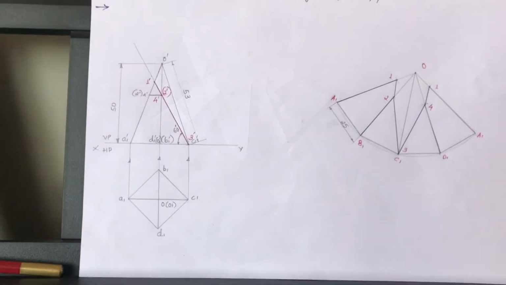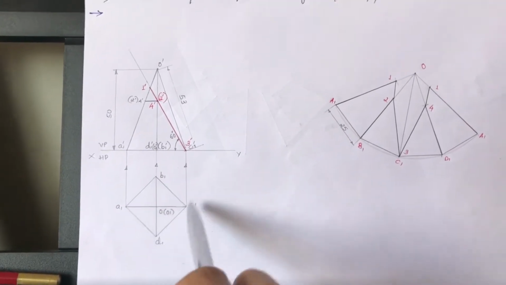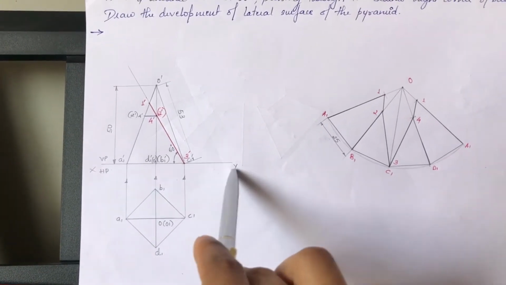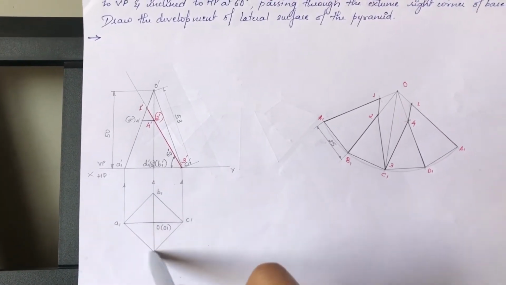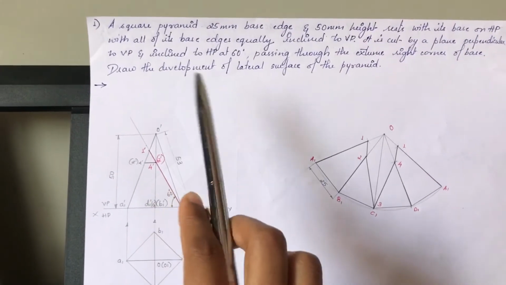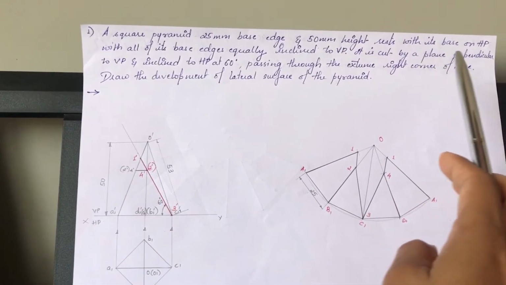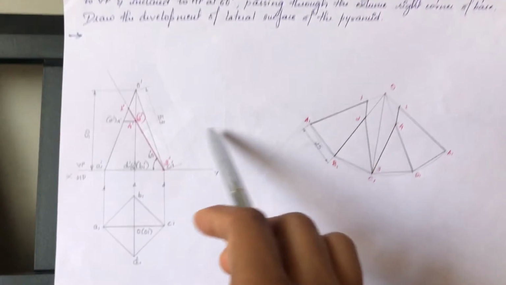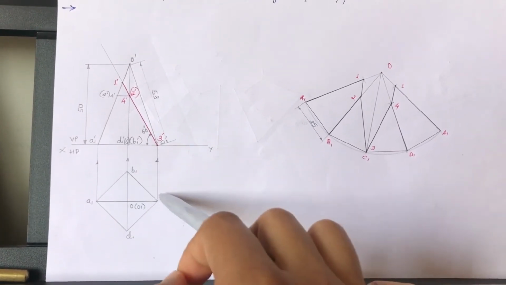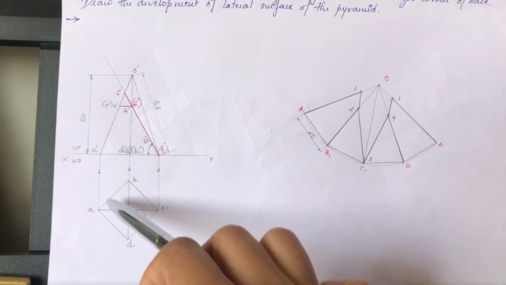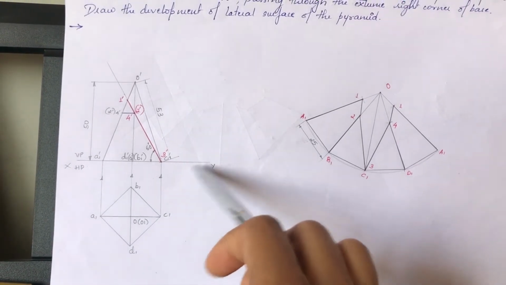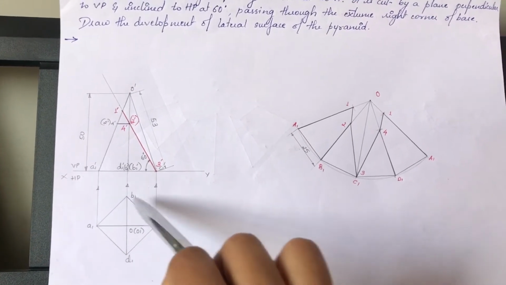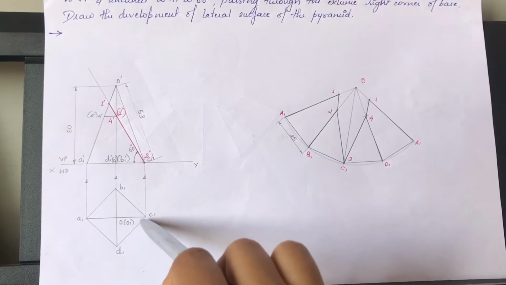So as per the problem statement, let me first start with construction of the top and the front view of this square based pyramid. To start with, you draw the XY line. As we have already come across this type of problem statement in projection of solids, where a solid is resting on HP with all of its base edges equally inclined to VP: when it says equally inclined to VP, it has to be resting on its corner position, because if you extend all the edges with respect to VP, they will all be equally inclined. That is possible only when you rest the pyramid on its corner position.